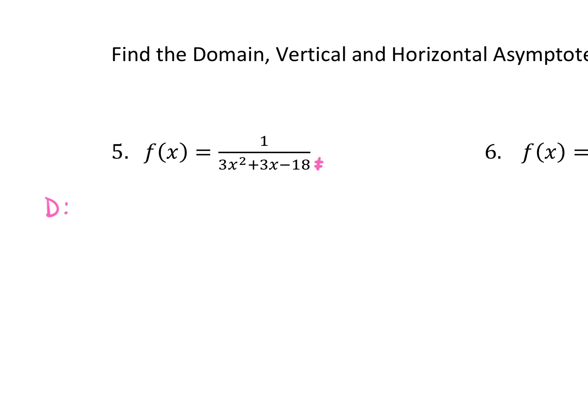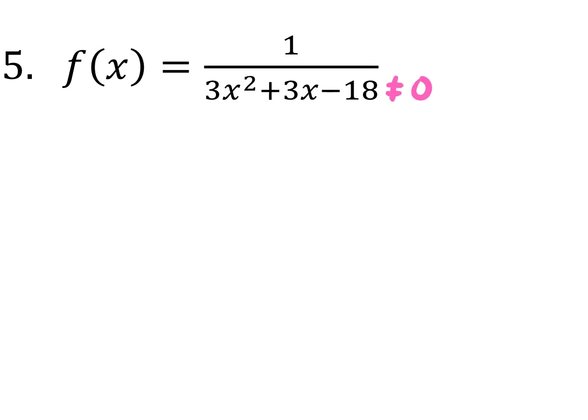Set the denominator not equal to 0. Perfect. So here, how would we solve? What would we do? We can divide everything by 3. Let's take out our GCF. So we get x squared plus x minus 6 does not equal 0. Then we can just factor.